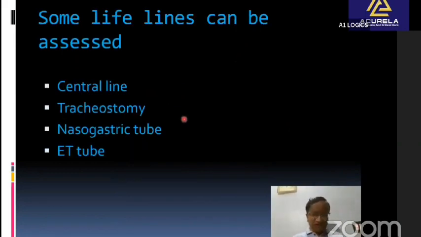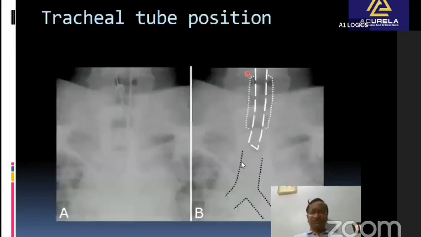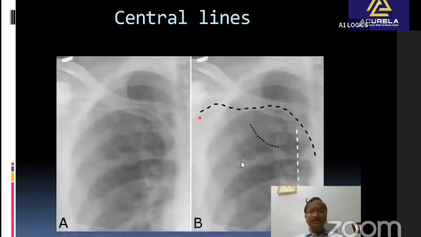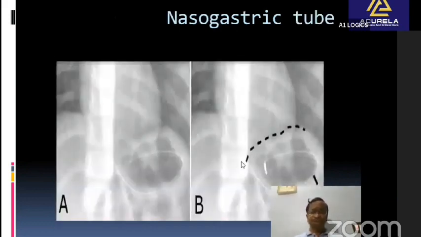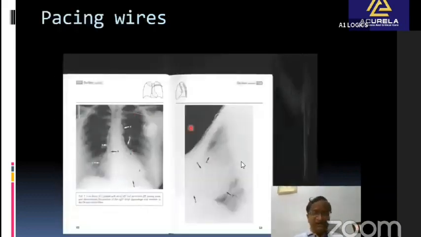Central line, tracheostomy, nasogastric tubes, endotracheal tubes. See, this is the tracheal tube. Here you can see these lifelines coming like this. Again, you can see central lines here. Nasogastric tube is here. Pacing wires. All these things can also be seen in an X-ray.